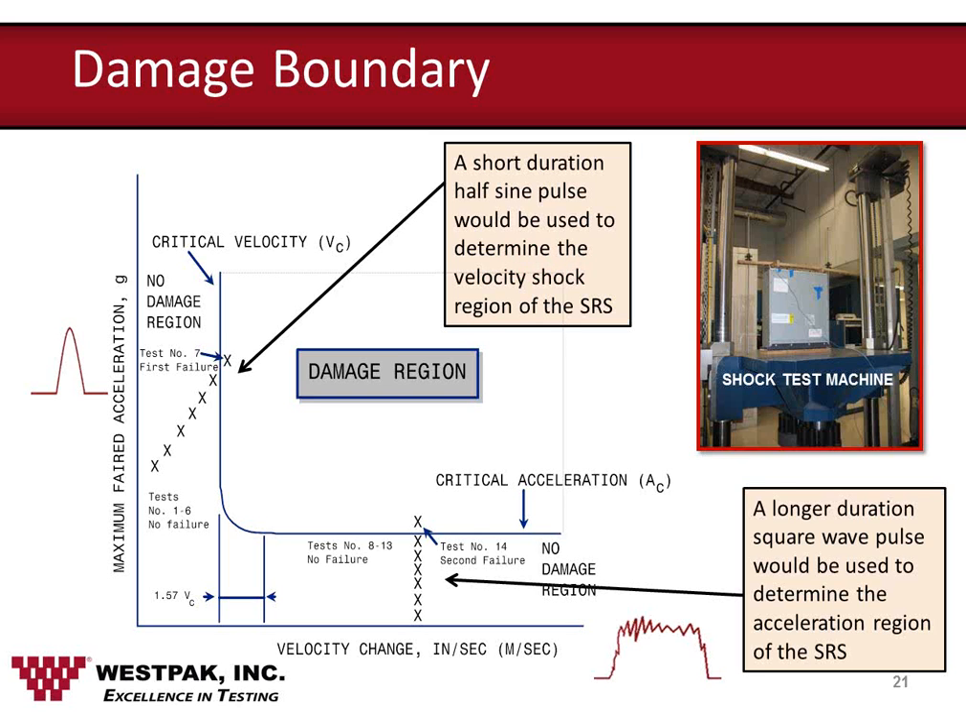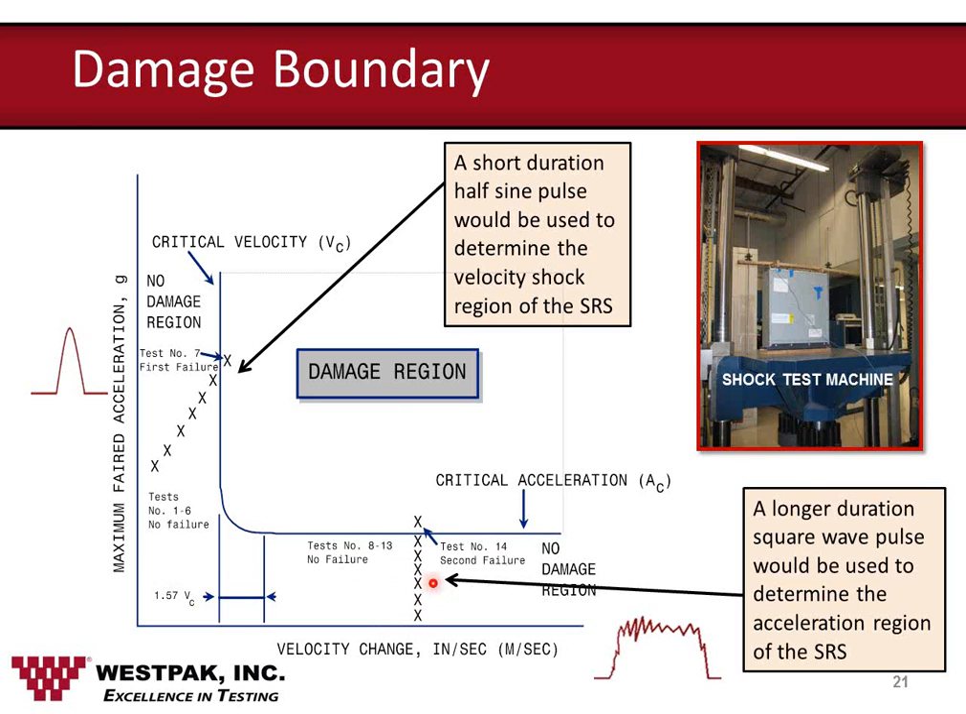In order to conduct the second test, a new product is fixtured to the table of the shock test machine and subjected to a longer duration pulse. We typically use a trapezoidal pulse with a relatively low acceleration, low compared to the velocity change pulse for sure, and at least double this velocity change. So the area under this pulse is at least double the area under this pulse. That pulse can be plotted on this damage boundary as a low acceleration level but a higher velocity change than the previous test.